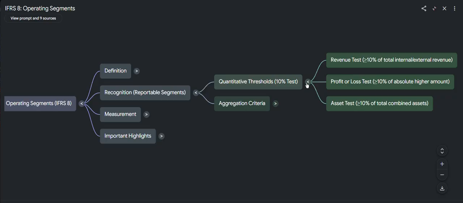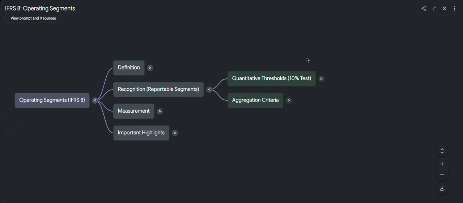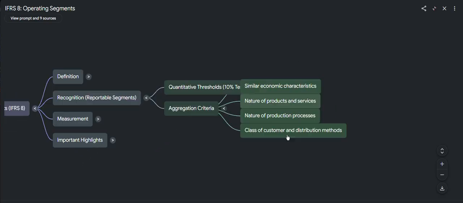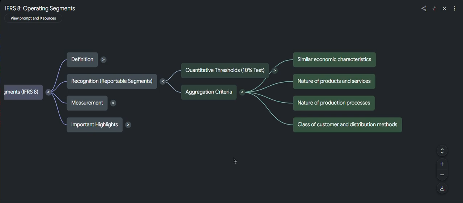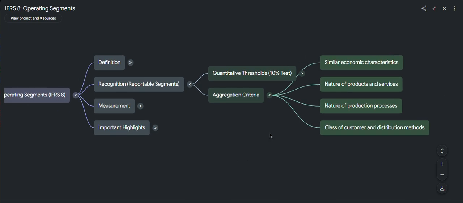So aside from the quantitative threshold, there is also our aggregation criteria. Items with similar economic characteristics, similar nature of products and services, similar nature of production processes, or the same class of customer and distribution methods are aggregated into one single operating segment.